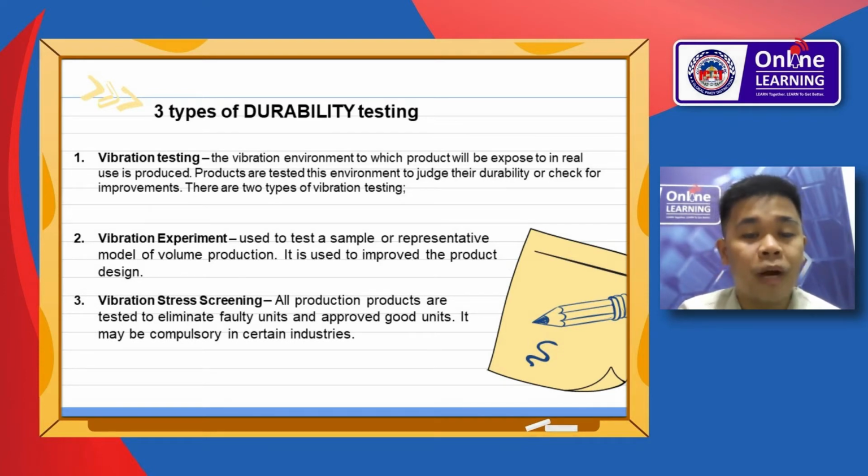There are two types of vibration testing. First is the vibration experiment. It is used to test a sample or representative model of volume production, and it is used to improve the product design. Then for vibration stress screening, all production products are tested to eliminate faulty units and approve good units. It may be compulsory in certain industries.